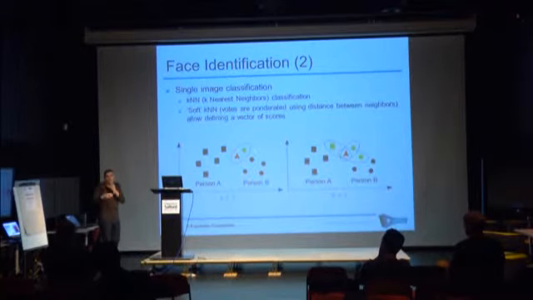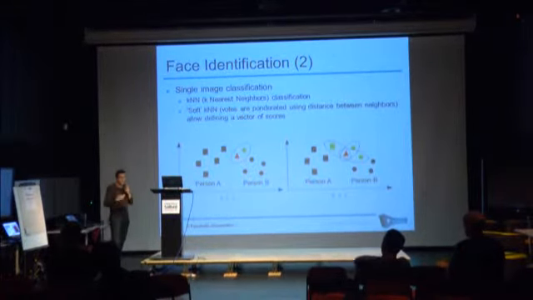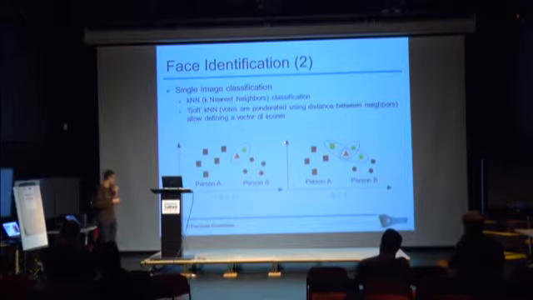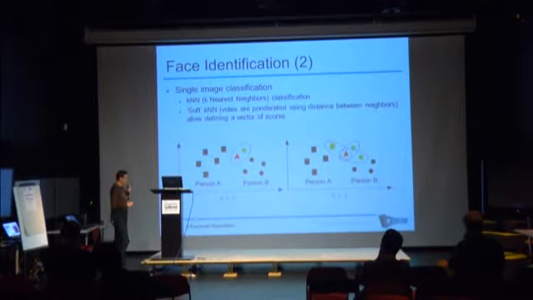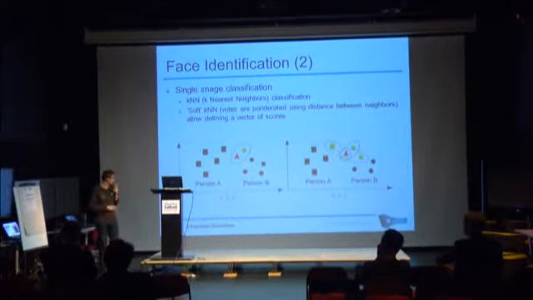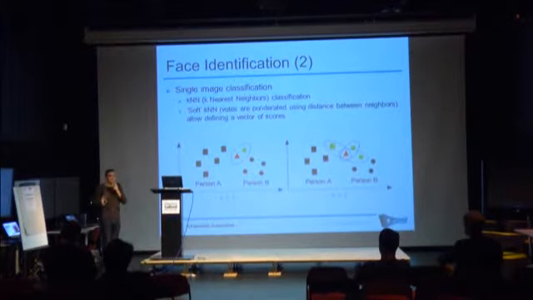So if you do one nearest neighbor, you just find the nearest neighbor of this triangle. In this case, it will be this circle. So you will say, okay, this person is person B, and that's it. The problem with this one KNN is that you cannot have any confidence. You just can say it's person B, but nothing else.